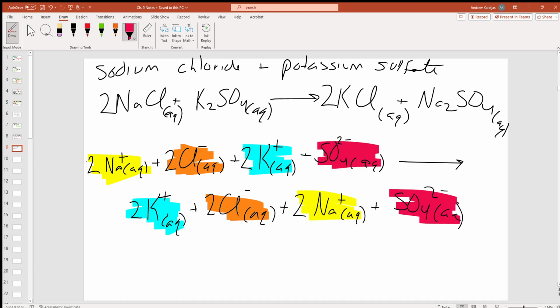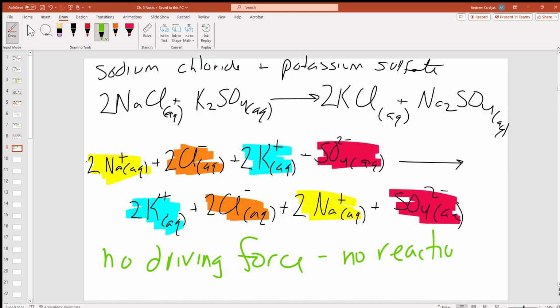So what happened here? Well, there's no driving force. Recall, our driving forces are the production of a solid, a gas, or a weak or non-electrolyte. We don't have any of those here. And because we don't have any of those, this will result in no reaction taking place.